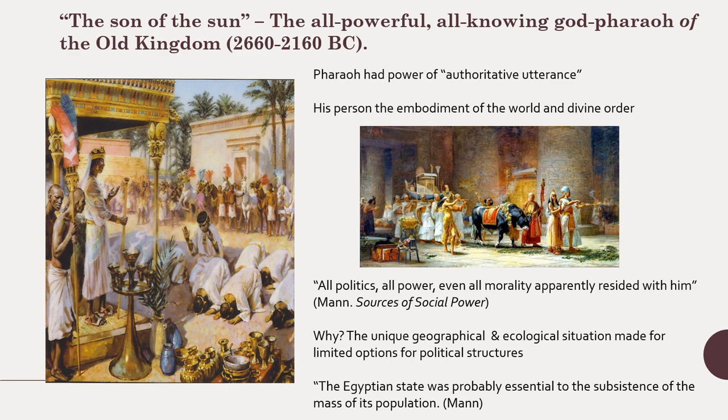And I only tell you that fact because it shows how much snap-your-fingers, top-down power pharaohs had, at least in the early to mid stages of this long-term empire. His person was the embodiment, or seen as the embodiment, of the world and divine order. So in the Egyptian way of thinking, the pharaoh is right in there with all the other gods.